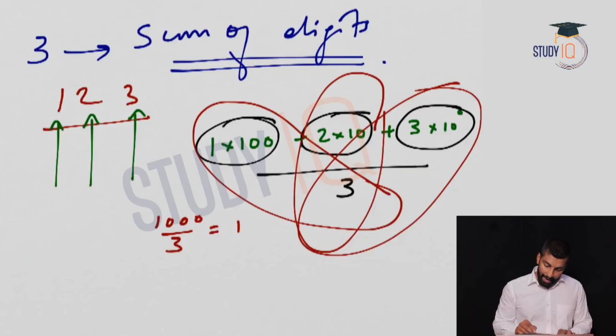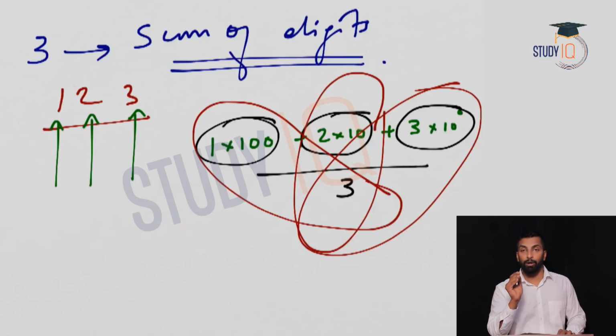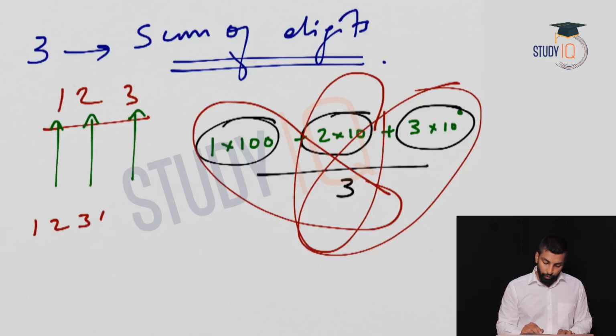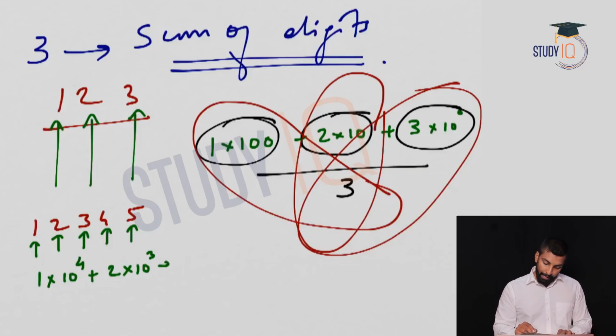So the idea is, why I am telling this is because if you get any bigger number, let's take 12345, how will you represent this in standard form? This is 10 raised to 0, this is 10 raised to 1, this is 10 raised to 2, 10 raised to 3, 10 raised to 4, right? So 1 into 10 raised to 4 plus 2 into 10 raised to 3 plus 3 into 10 squared plus 4 into 10 plus 5 into 10 raised to 0. That's the number. Now in this, if you divide 10 raised to 4 by 3, you get remainder 1. 10 raised to 3 by 3, you get remainder 1.